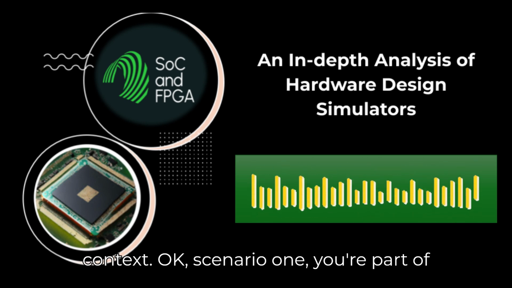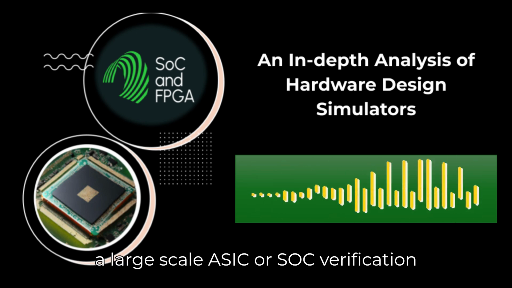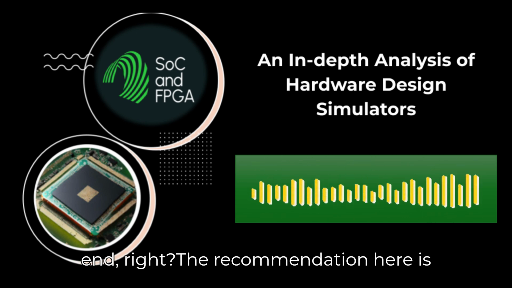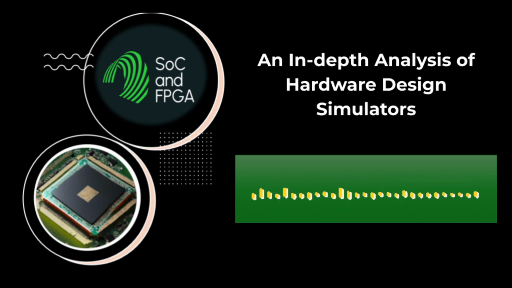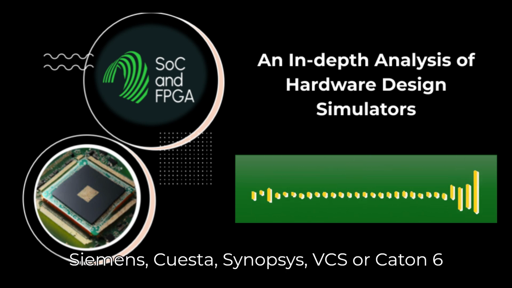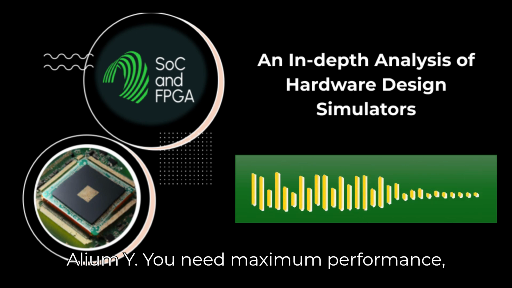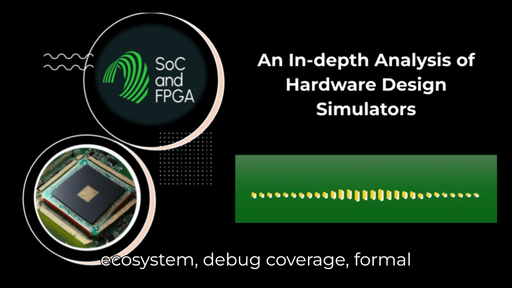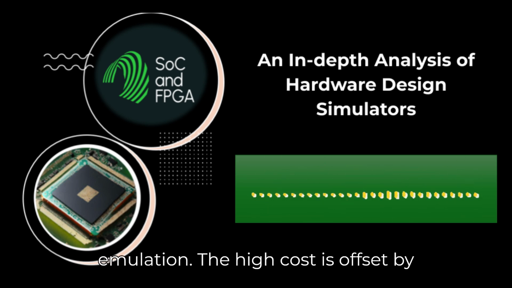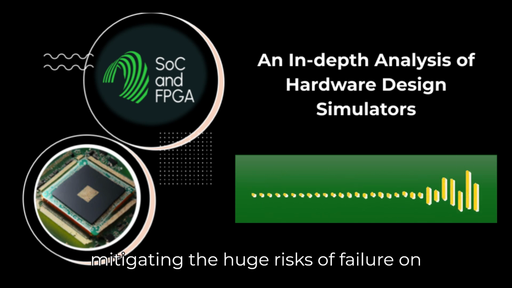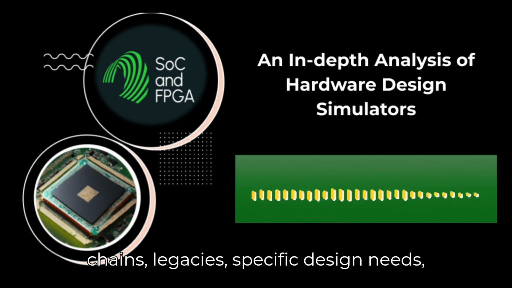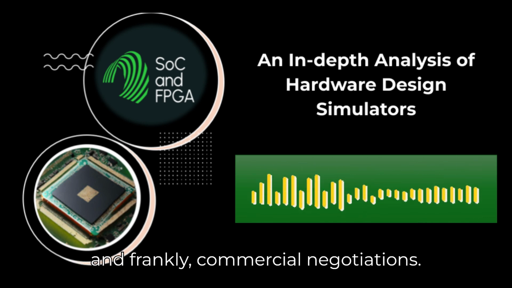Okay. Scenario 1, you're part of a large-scale ASIC or SoC verification team. Big company, complex chips. A high-end? Right. The recommendation here is almost always one of the big three: Siemens Questa, Synopsys VCS, or Cadence Xcelium. Why? You need maximum performance, full UVM support, and that deep integration with the whole verification ecosystem: debug, coverage, formal, emulation. The high cost is offset by mitigating the huge risks of failure on these massive projects. The specific choice often comes down to existing toolchains, legacies, specific design needs, and, frankly, commercial negotiations.